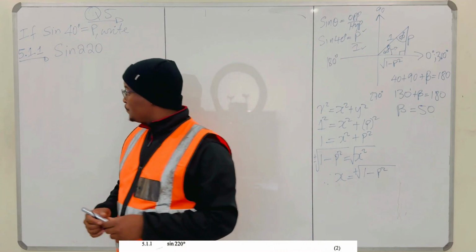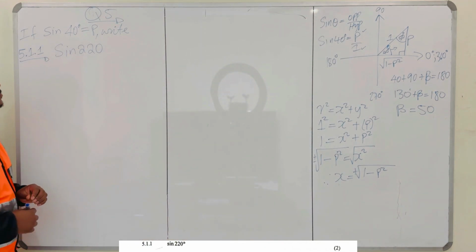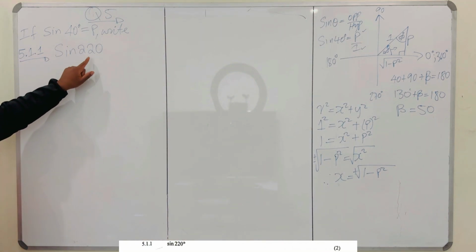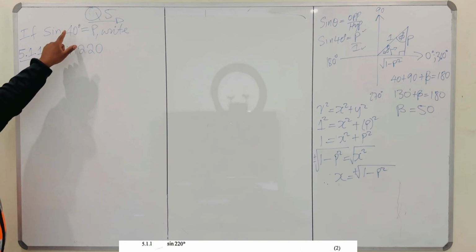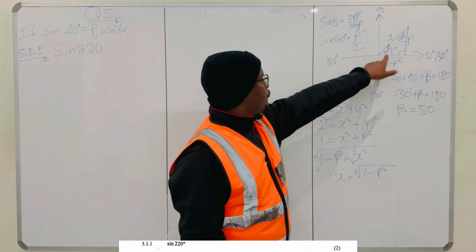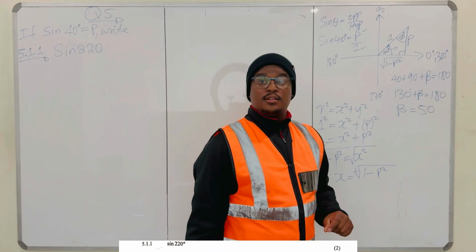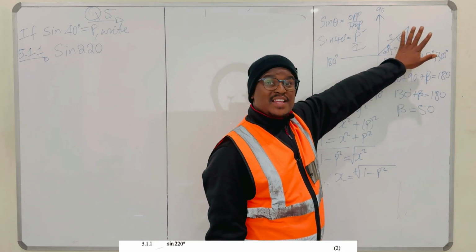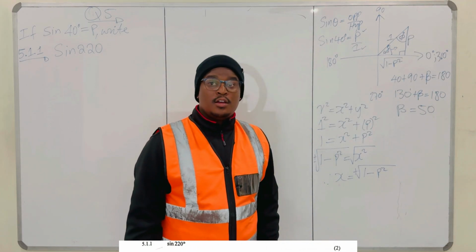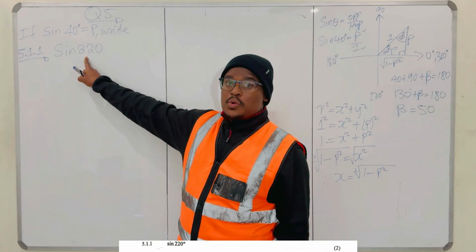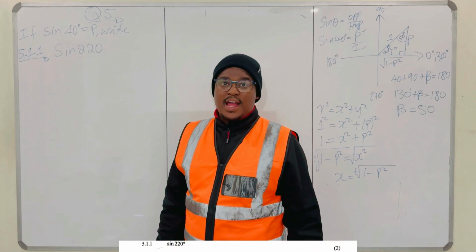Right? No problem. So let's come to this now. The first thing that you should do is write this as an acute angle, so that it's either 50 or 40, so that you can express it by looking at that triangle over there. So try to write sine 220 degrees as an acute angle.